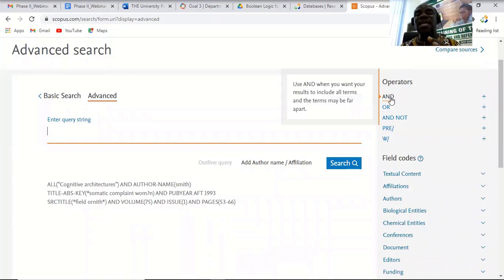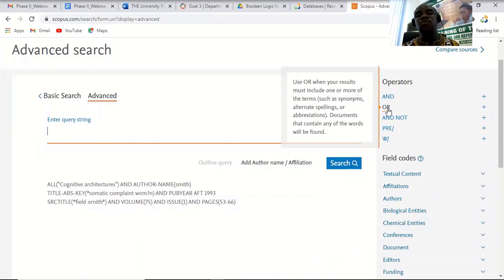So when you use this AND, you are telling the system, well, in this document, there must be this and there must be that. It doesn't matter where they occur. Use OR when your results must include one or more of the terms, such as synonyms, alternate spellings, or abbreviations. Documents that contain any of the words will be found.